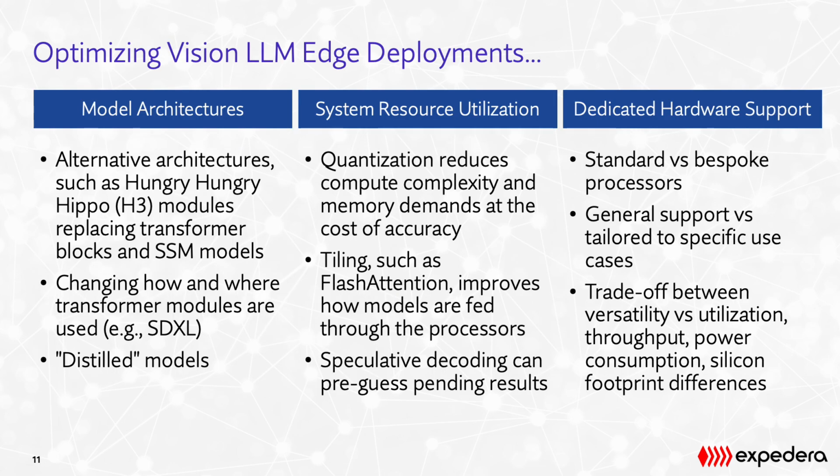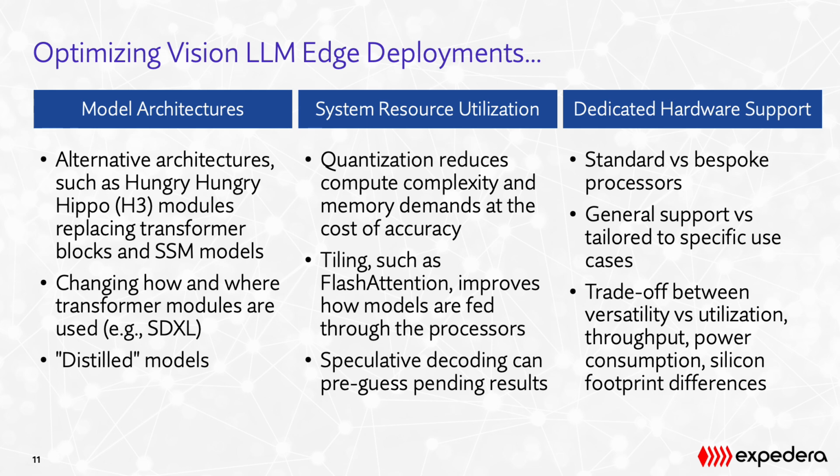So how do we get them to the edge? There's 3 areas that these models are going to be optimized, and I break these down to model architectures, system resource utilization, and dedicated hardware support. So you can think of this as, what's the model that we designed? How do we implement it in software? And how do we implement it in hardware? So already there's substantial attention paid to alternative architectures.